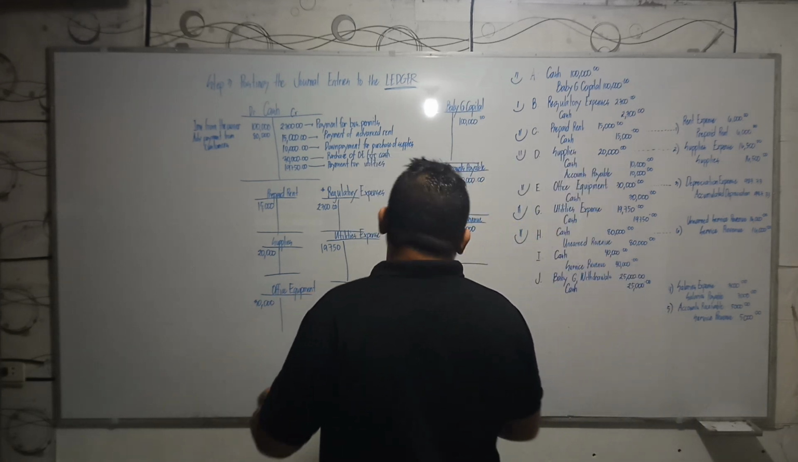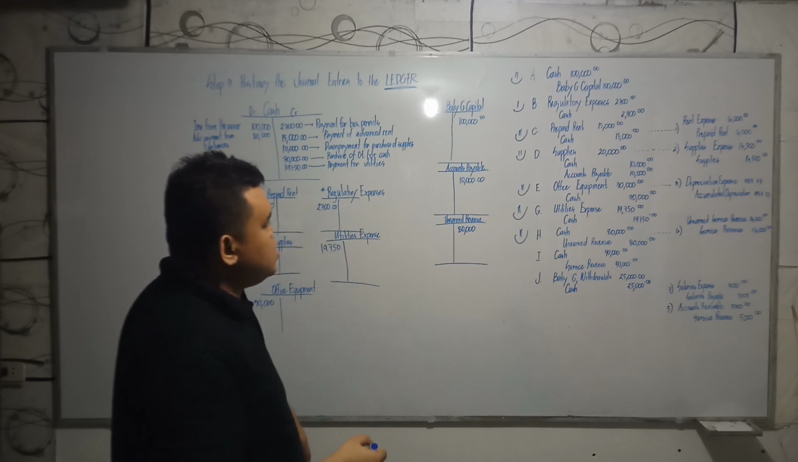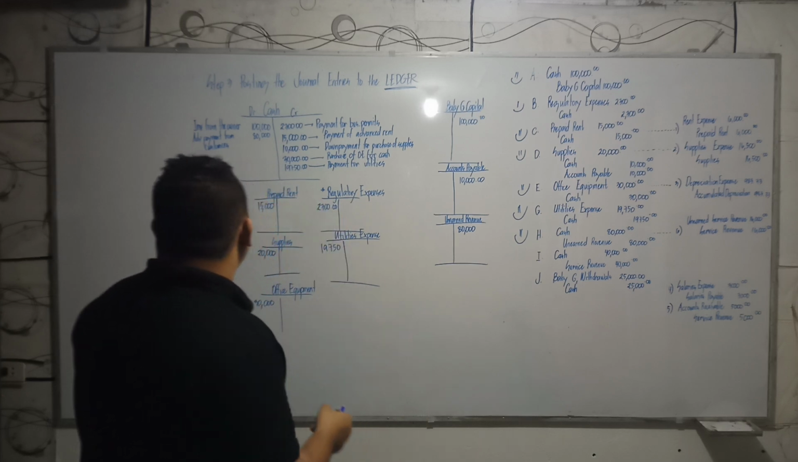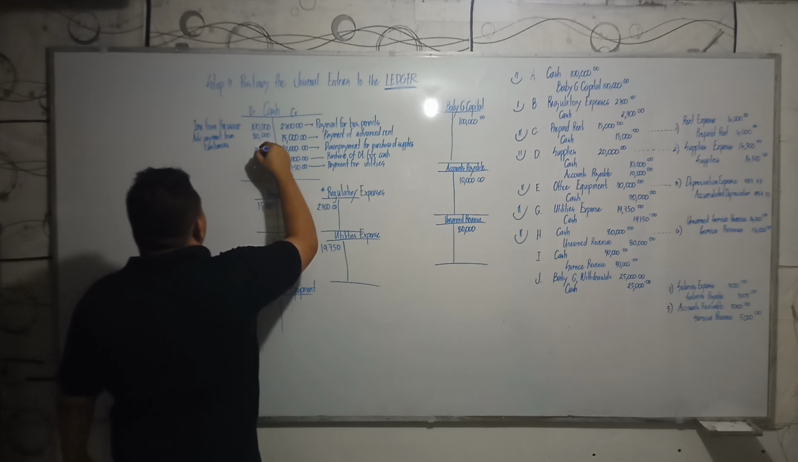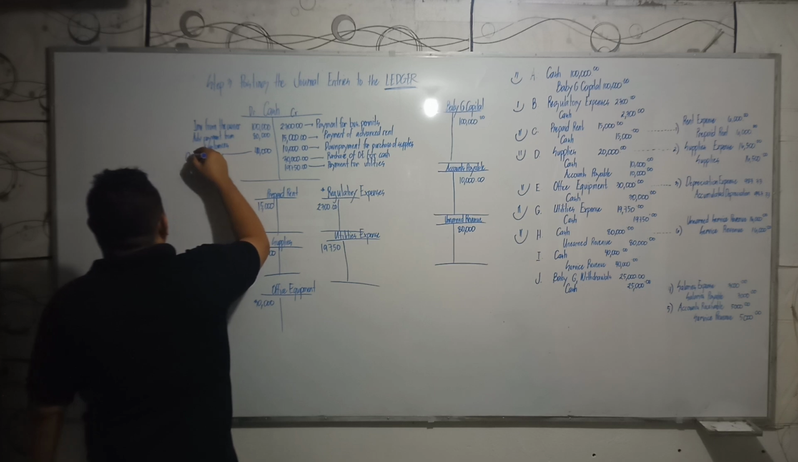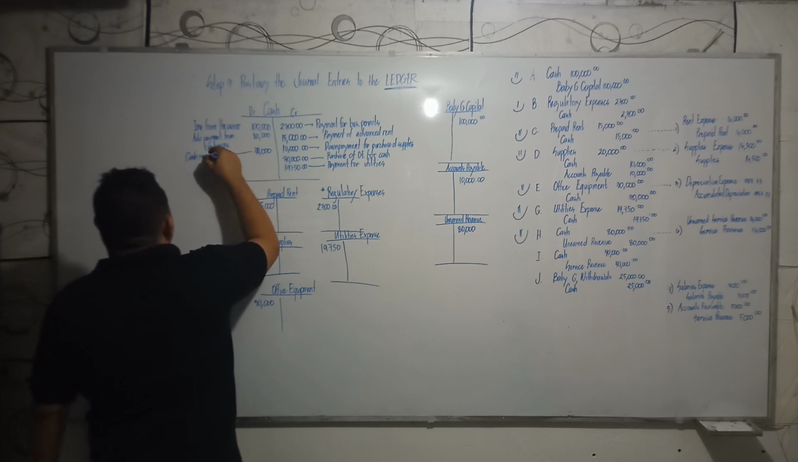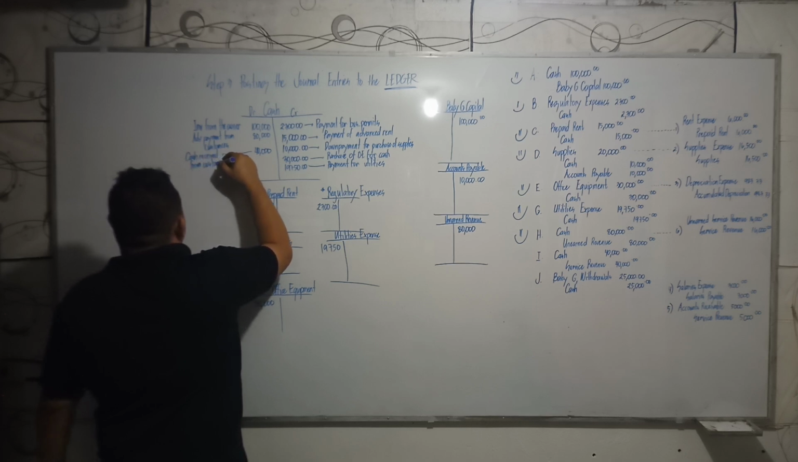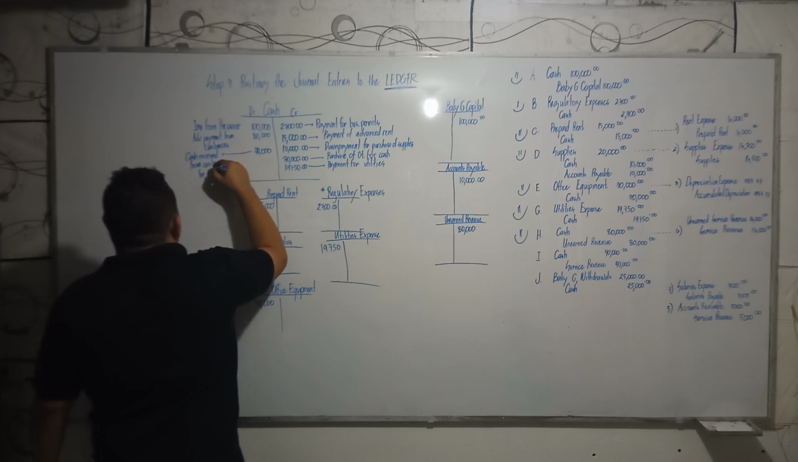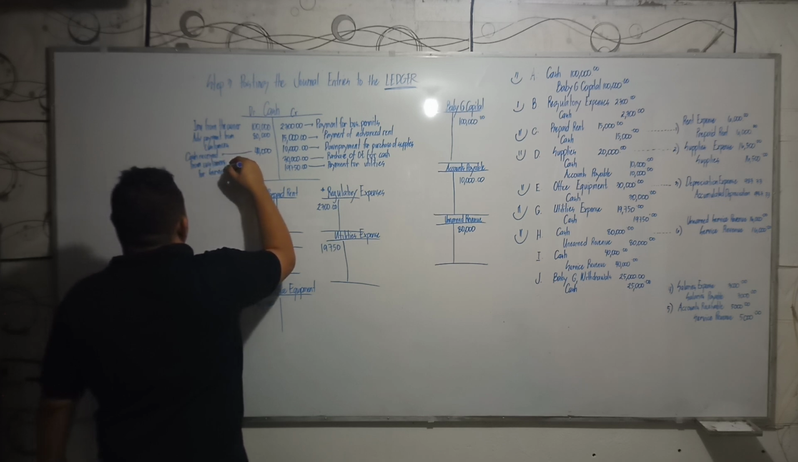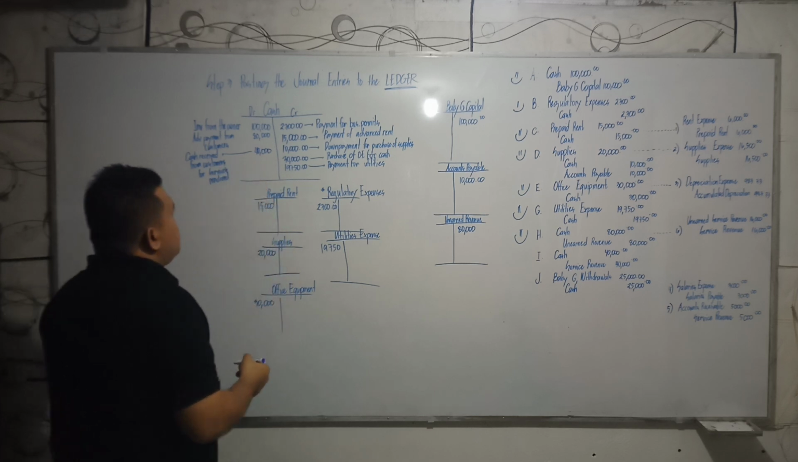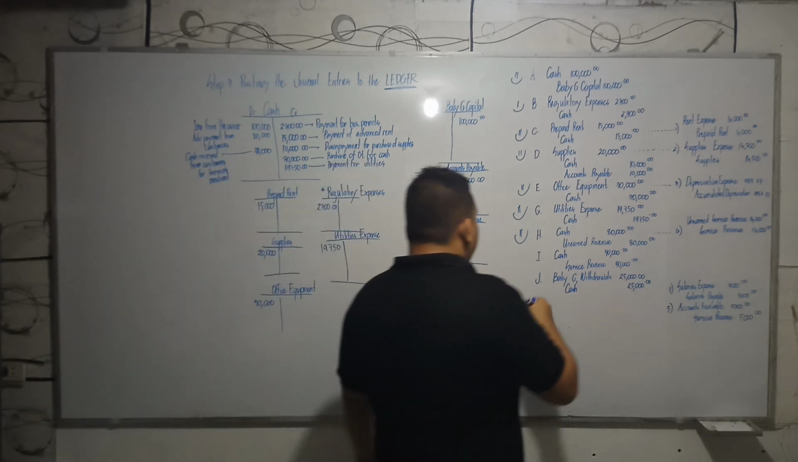And we have letter I. There is a debit cash of 40,000 and then credit service revenue. So you have to put there 40,000 as debit. You have to put here cash received from customers for services rendered. That's it. Okay? And we're through with letter I.